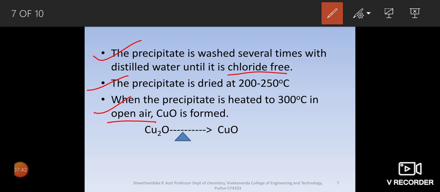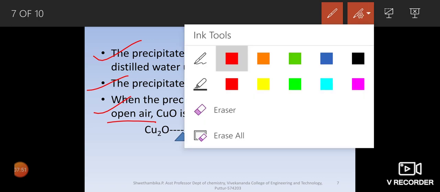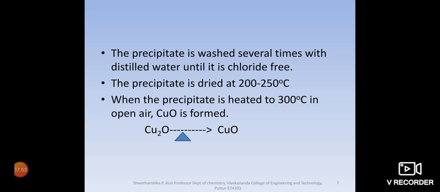So one reaction could be remembered, very simple: heat Cu2O in open air, you are going to get CuO nanoparticles. So here again, three steps after the precipitation. One is washing the precipitate many times to make it chloride free, then heat to 200 to 250 degrees Celsius so that any moisture content would be evaporated, then heat to 300 degrees Celsius to get copper oxide nanoparticle.